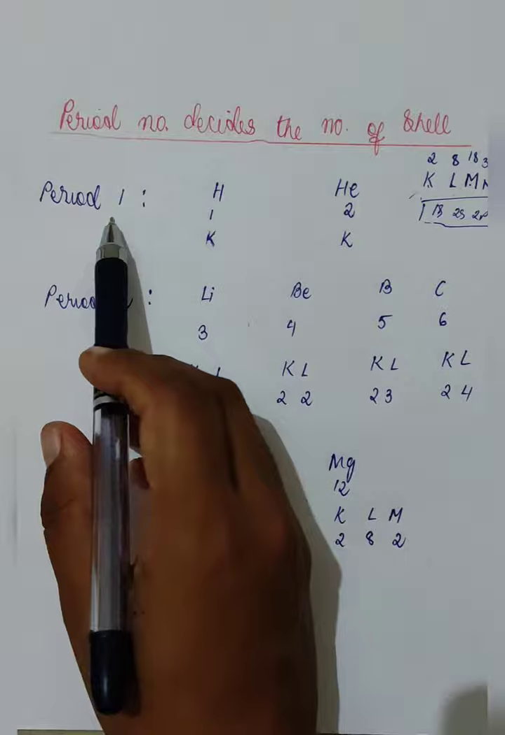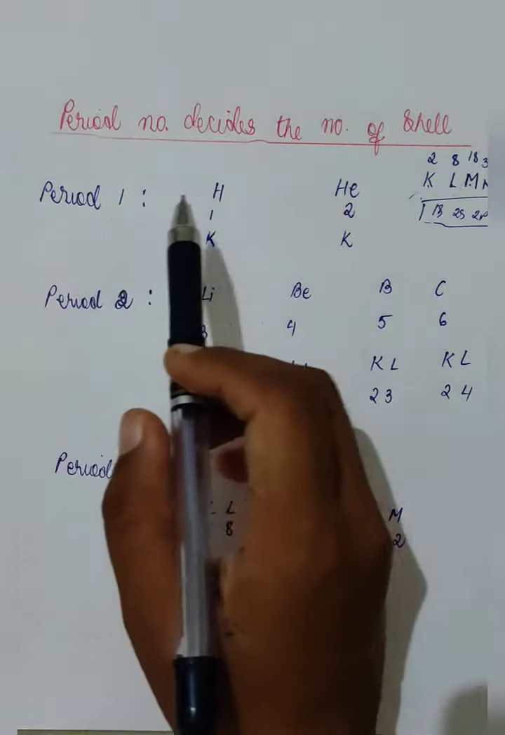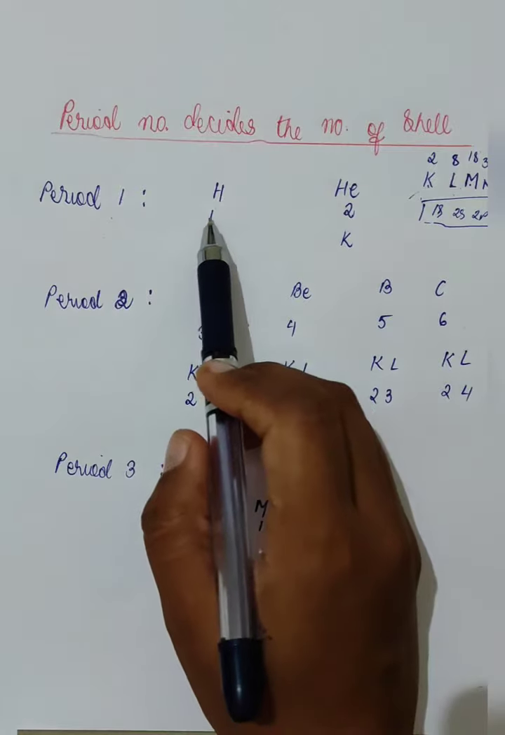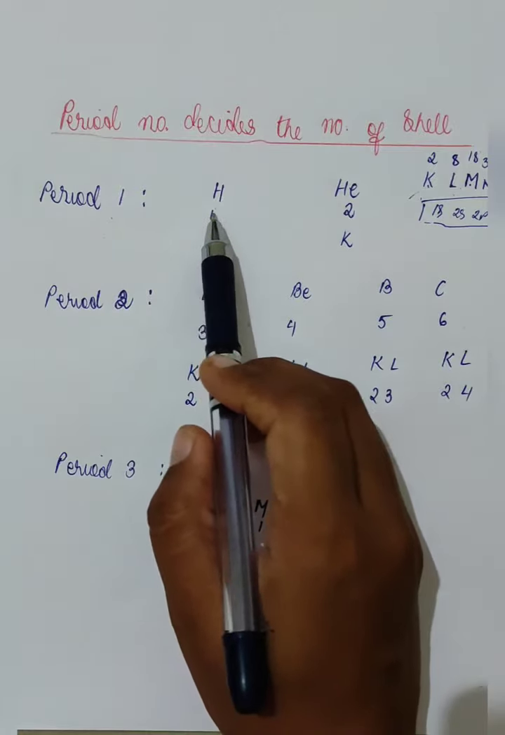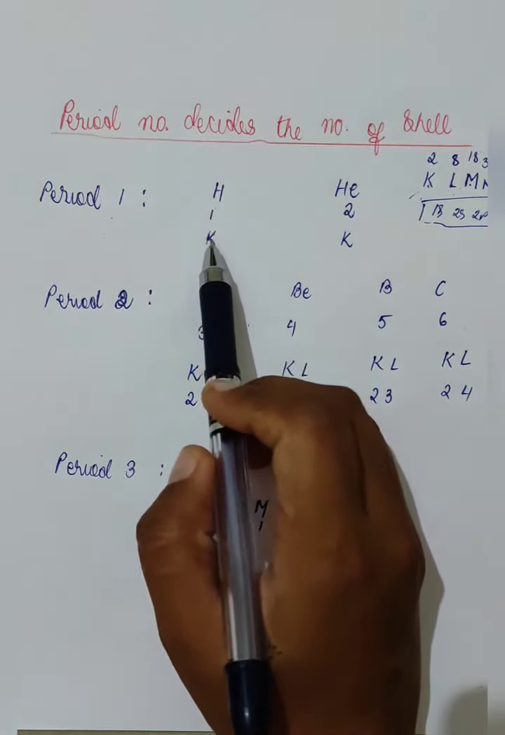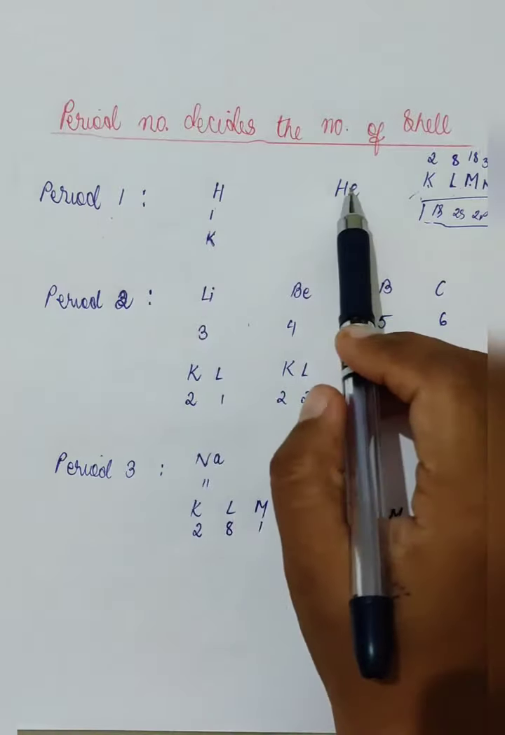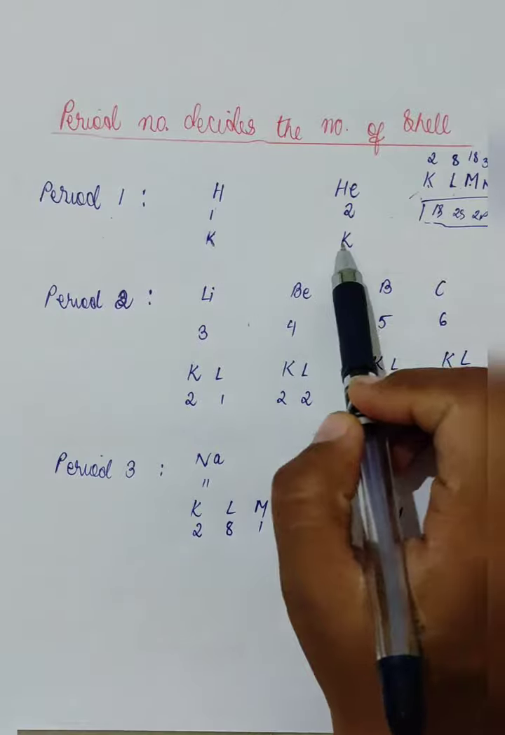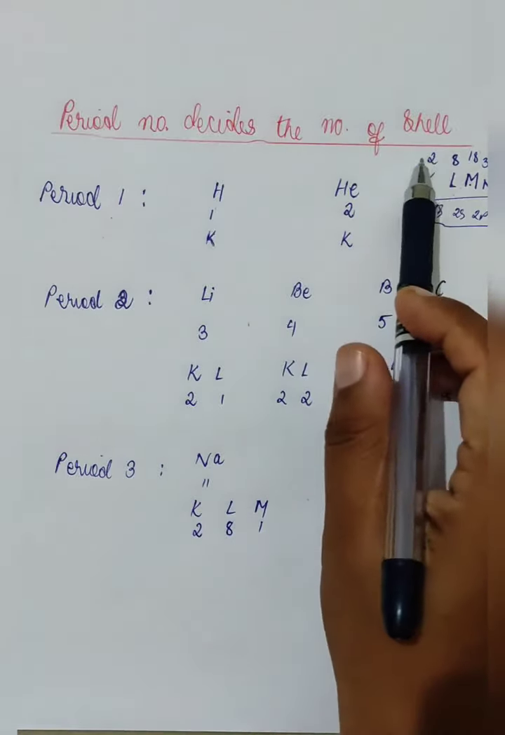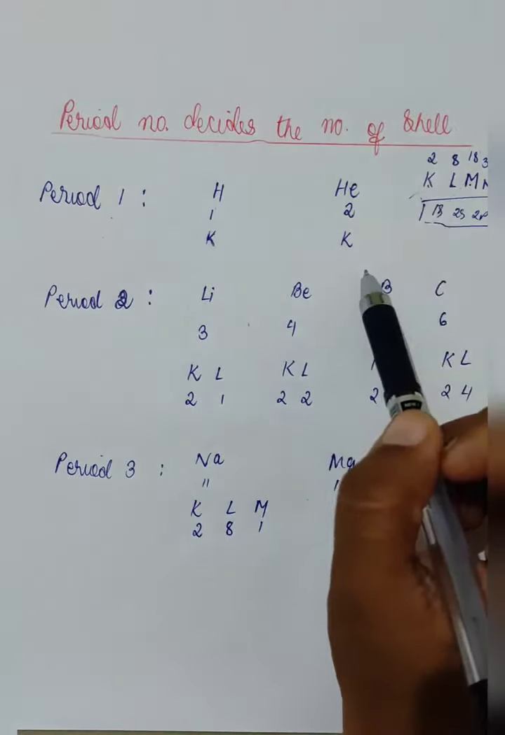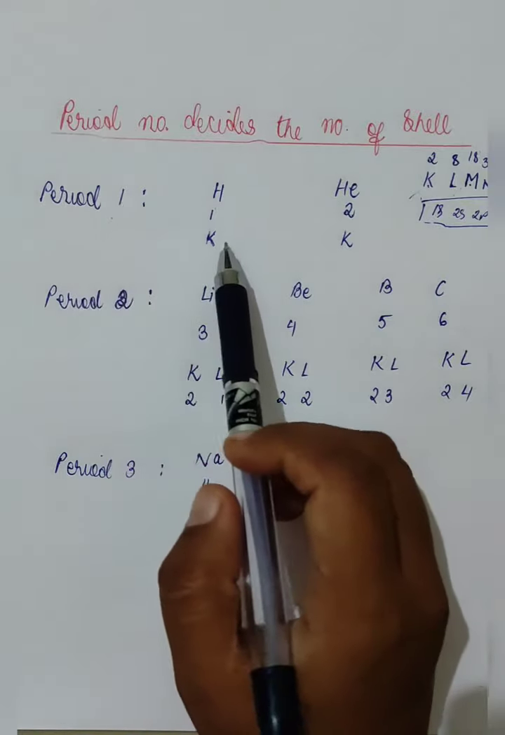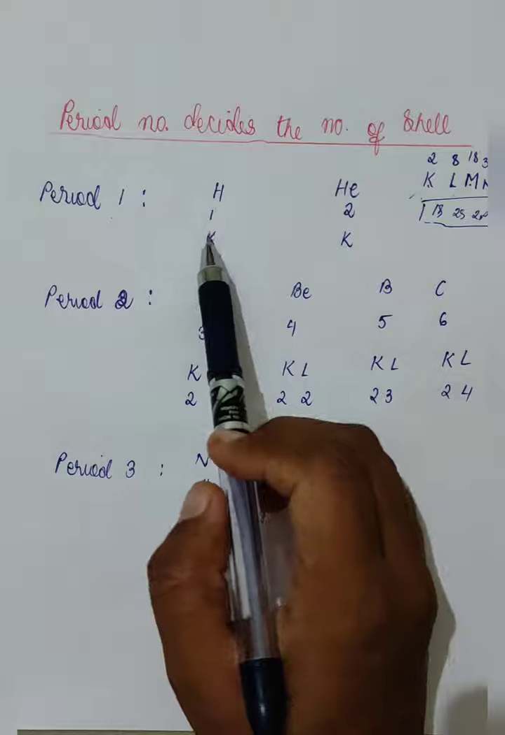So in the first period we have only two elements, that is hydrogen and helium. How many electrons does hydrogen have? 1. So this 1 electron will be accommodated in K shell. In helium there are 2 electrons, so these 2 electrons will be accommodated in K shell, because in K shell a maximum of 2 electrons can be accommodated. So period 1 means it will have only 1 shell, that is K shell.